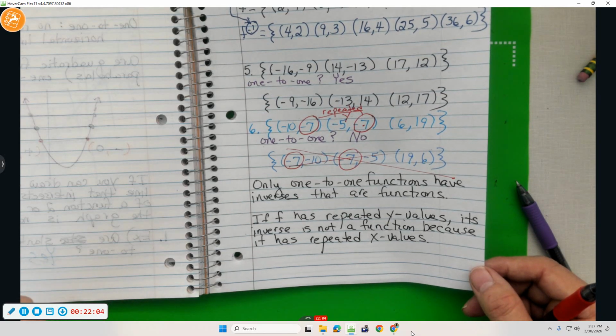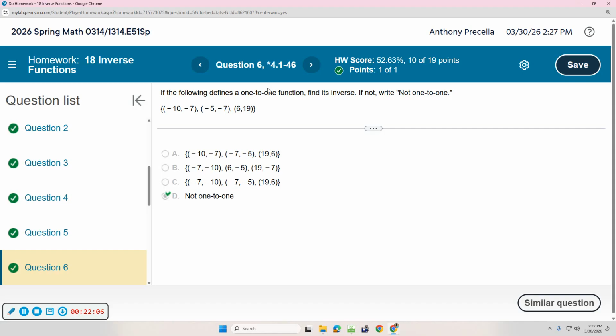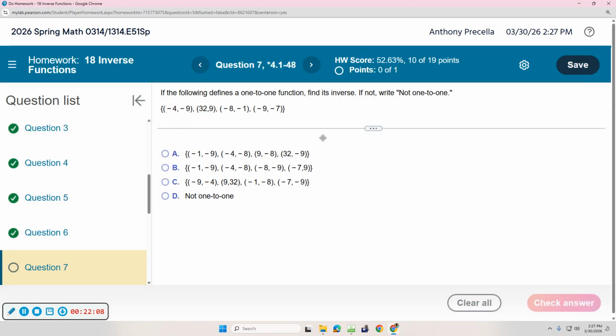Let's see. Number 7. Oh, here's another one. Okay. Number 7. If the following defines a... Oh, it's the same instructions. If it's one-to-one, find the inverse. If it's not one-to-one, write not one-to-one. Or in other words, choose D. Is the answer going to be D on this one? Is it? Number 7, let's see.